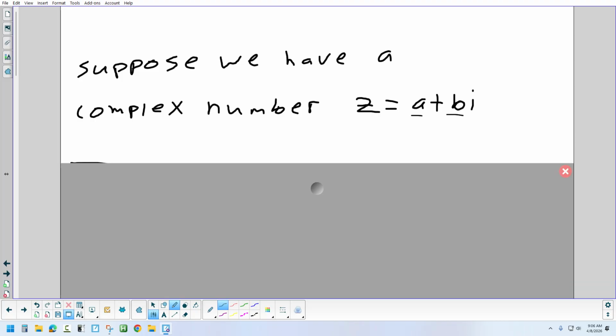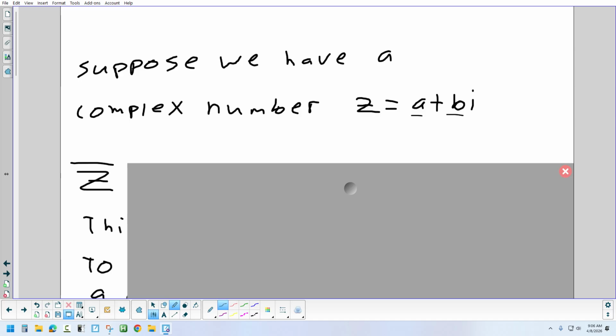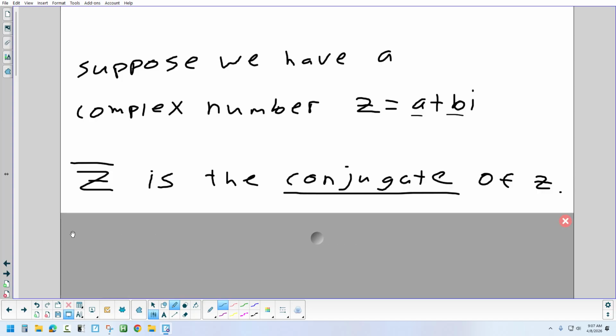Has anyone ever seen that symbol? Z with a bar on top. Yes, I've seen it. Yeah, sometimes you put different symbols above letters and it means certain things. Well, when we put Z with a bar on it, it's pronounced Z bar. And that symbol stands for the conjugate of your complex number. Okay, so I've got to explain to you what conjugate means, but I'm just telling you right now that is the symbol for what is called a conjugate.